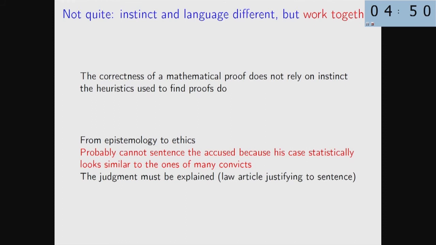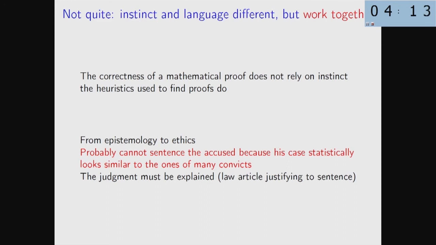It is also the case if we move from epistemology to ethics, because probably we cannot sentence someone in court because his case statistically looks like those of many convicts. We cannot say to a defendant, you look like someone we already put in jail, so we are going to put you in jail as well. Maybe from a purely consequentialist point of view, this can be defended, but I don't want to defend this point of view today.